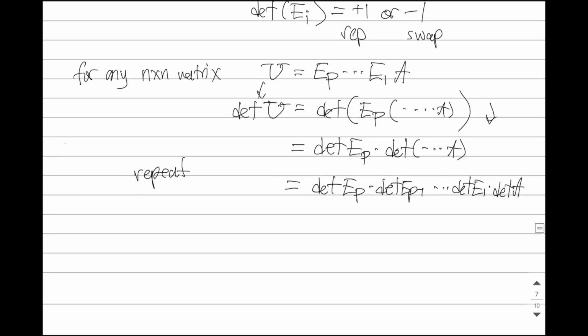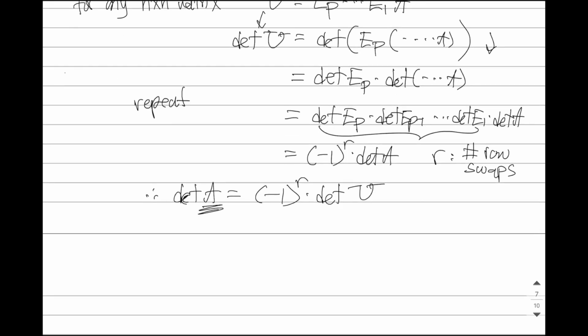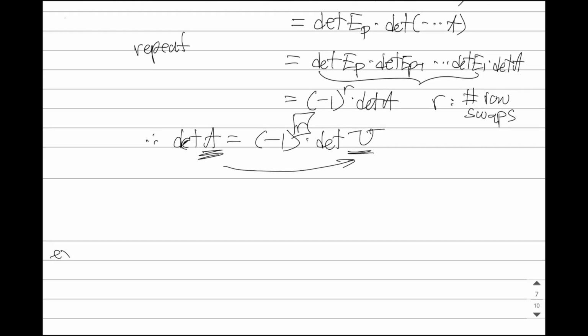Now, because these are all swaps or replacements, I will either get a +1 or a -1. This quantity is just going to be -1 to the power of r times the determinant of A. And r is going to be the number of row swaps that I did. That's the only thing that could ever change the sign. So what this is telling me is that the determinant of any matrix A is going to be -1 to the power of r times the determinant of U. So all I need to do is to take a matrix A, put it into a triangular form, keep track of the row swaps, and I will be able to say something about the determinant of A.